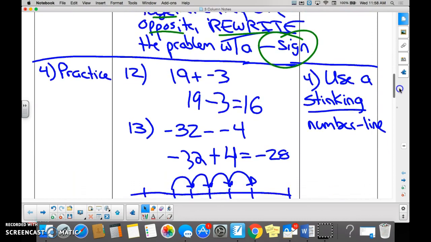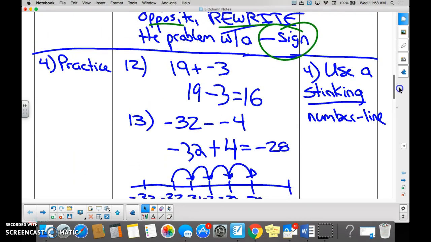And then down here, we had our practice. And if you look at number 12, we had like 4 people come up and got it wrong. 4 people came up and had 19 plus negative 3 and got it wrong. 1 person actually got the answer as 16, but did they do the rewrite? No. So in this classroom, if you have 2 signs together, it says up at main idea number 3, you must always do a rewrite. So 19 plus negative 3 should be rewritten as 19 minus 3.